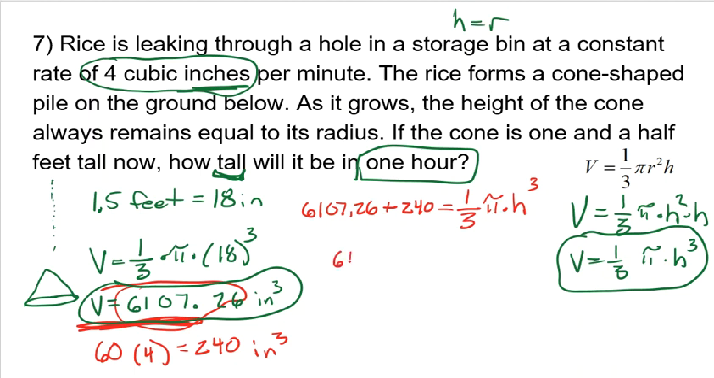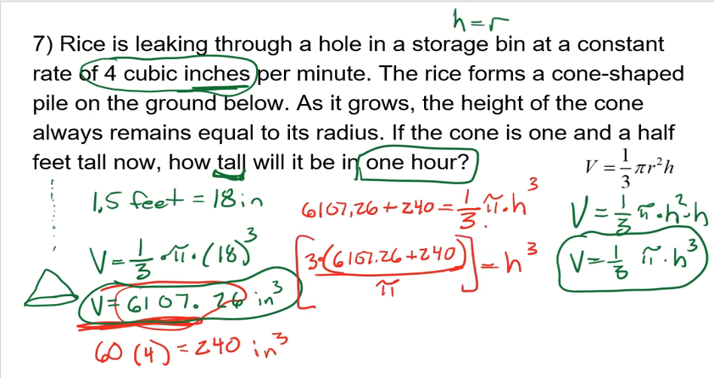So I'm going to take 6107.26. I'm going to add the 240. I'm going to multiply all of that by 3 to get rid of that 1/3. And then I'm going to divide all that by pi, and that equals h cubed. And then to get rid of a cube, I'm going to use a cube root, which is the same thing as a 1/3 power. So to solve for my height, I'm now going to go to my calculator. I'm going to do all this one step at a time.